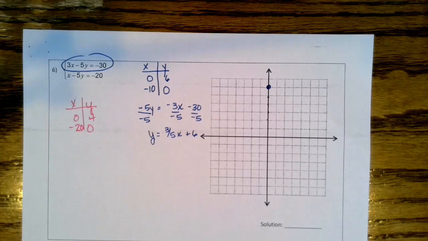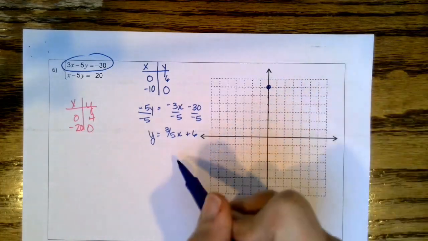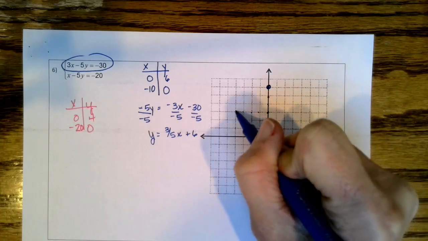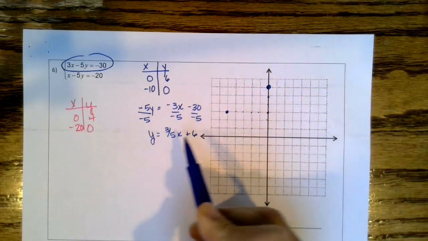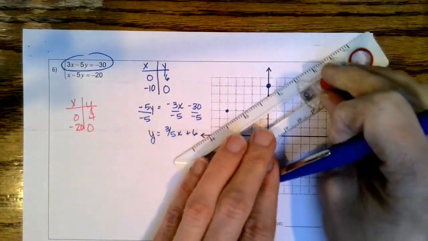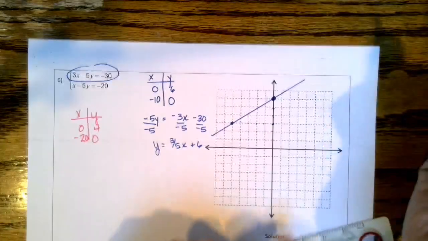All right, so I can graph this at positive 6, and I can't go up, so I have to come down. Down 1, 2, 3, back 1, 2, 3, 4, 5. Notice my graph is still positive when I go ahead and connect these dots.